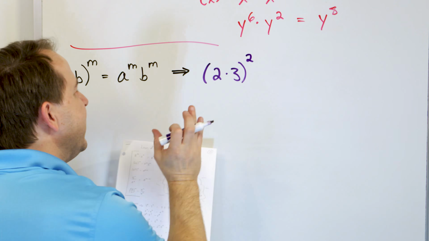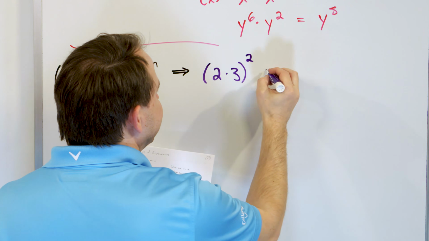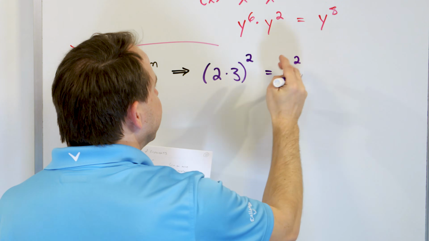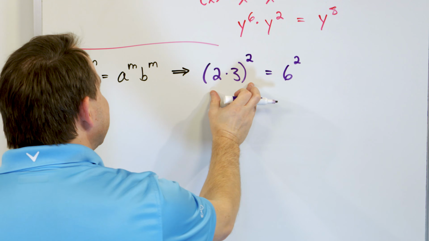All right? So if you were going to do this without using these laws, what would you do? You would say, well, 2 times 3 is 6, right? And 6 is raised to the second power. That's what I would get. But what we're saying is that this is exactly the same thing.